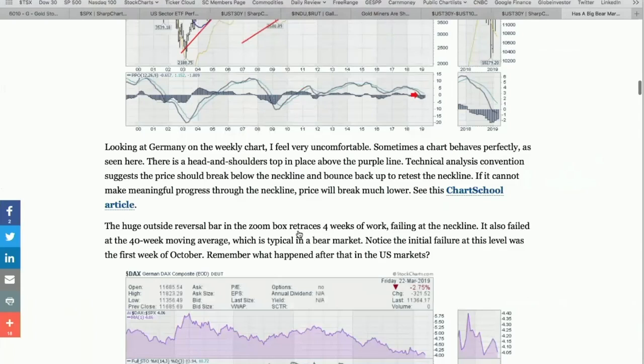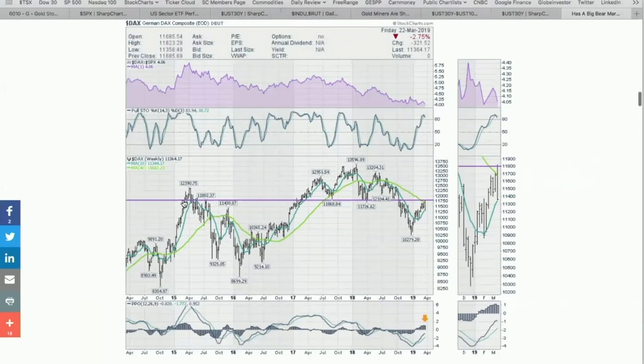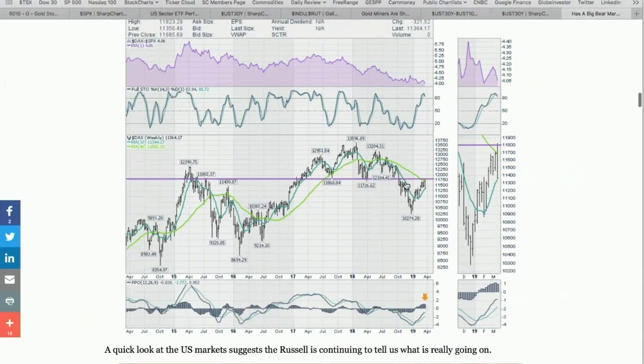So anyway, continuing on, here's Germany zoomed in on the current situation, and you can see this topping structure. And right in here, this was the October drop in the DAX, and what happened was that kind of corresponded with the S&P starting to break down late September, and then we've rallied back up perfectly to the neckline and to the 40-week moving average and to prior resistance. There's all kinds of reasons here to be very, very cautious on the DAX.